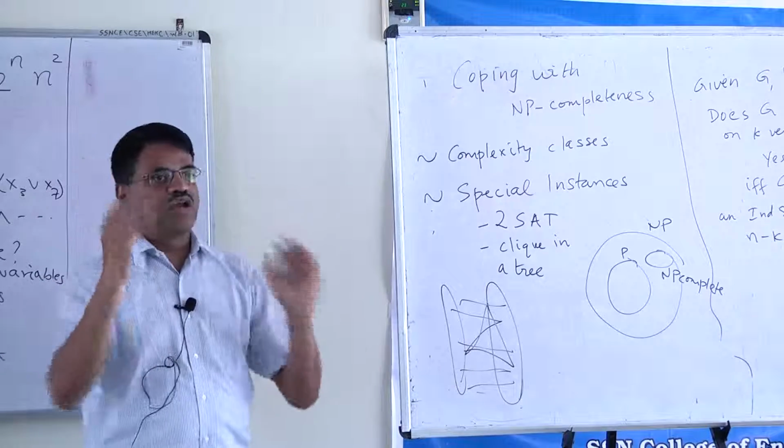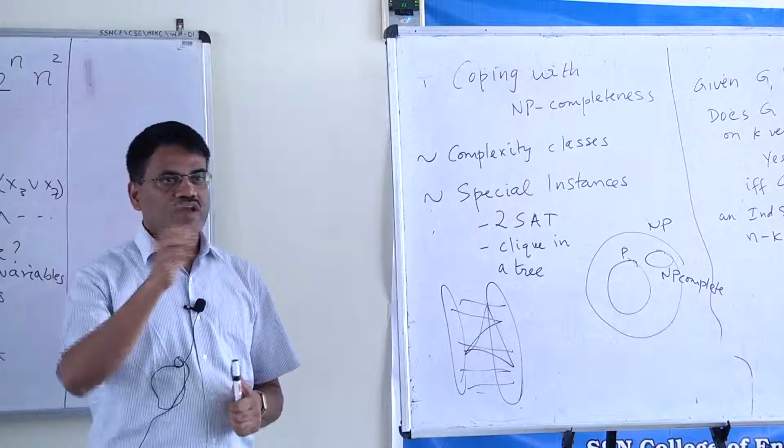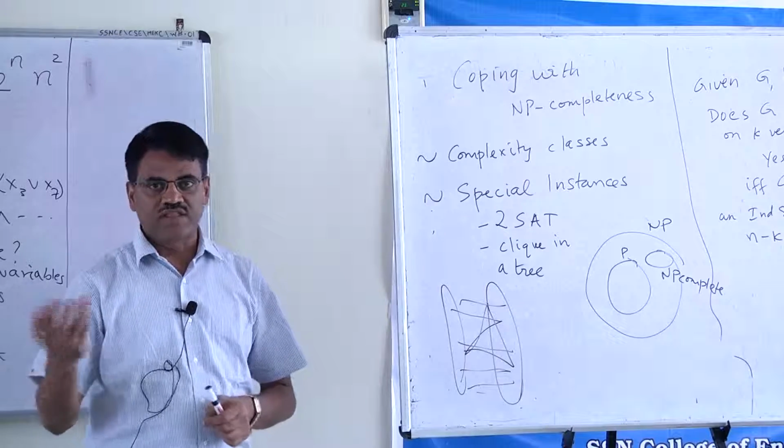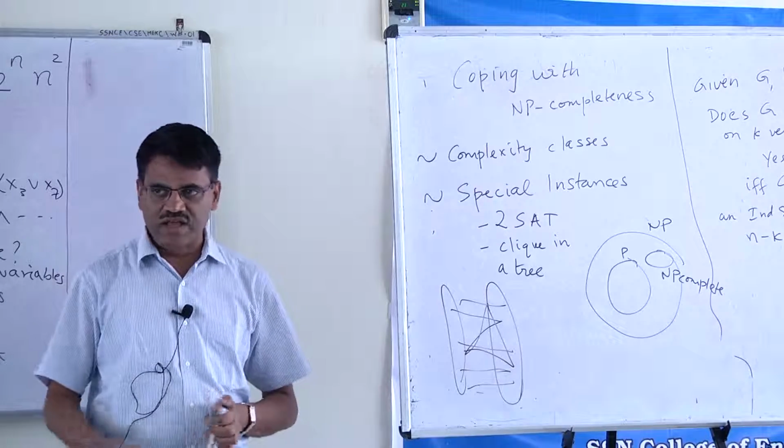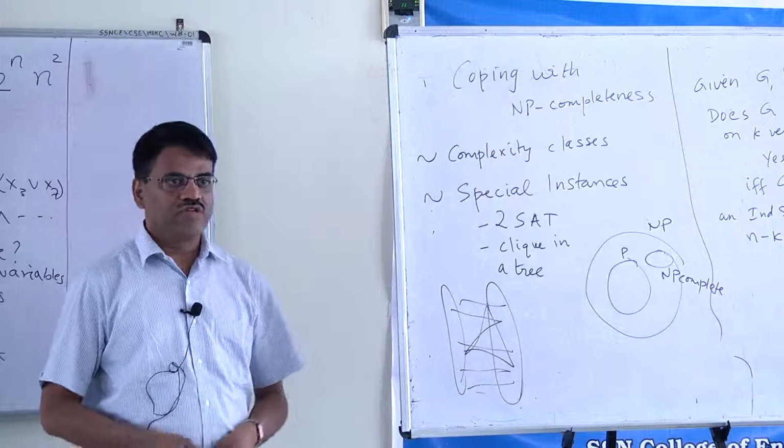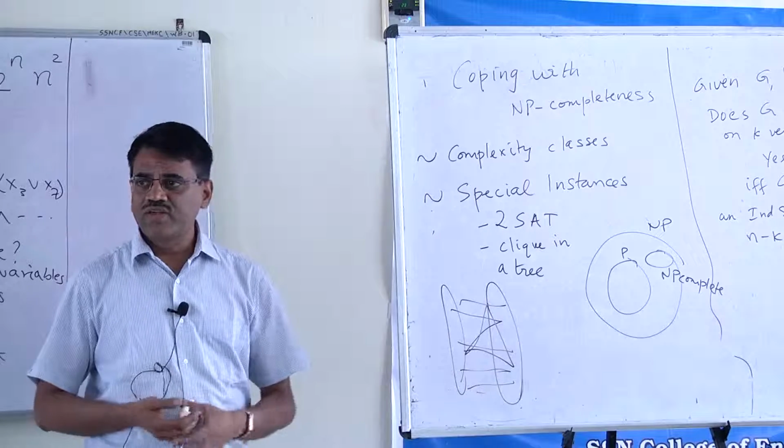A tree cannot have any cycle at all. In a bipartite graph, you can have cycles, but every cycle is of even length. If at all there is a cycle, it's an even length cycle. So a bipartite graph cannot have an odd cycle. So how big a clique can you get in a bipartite graph?